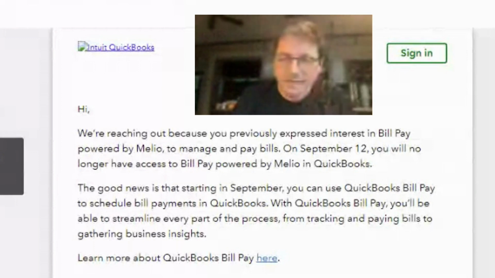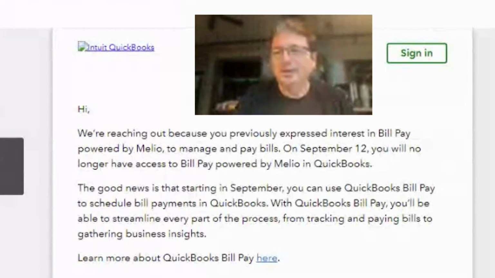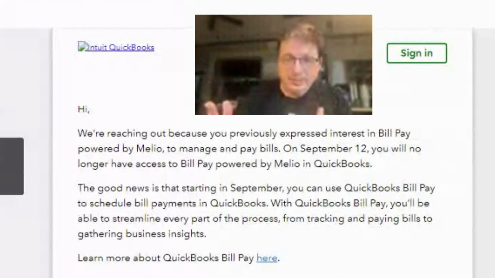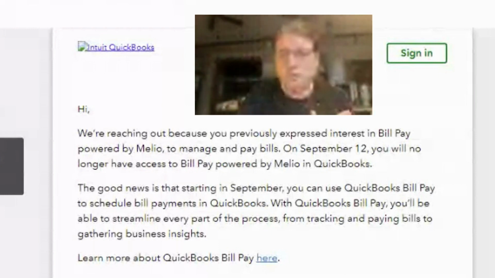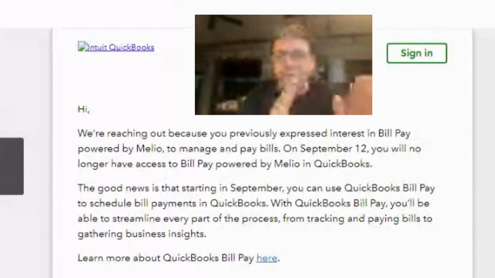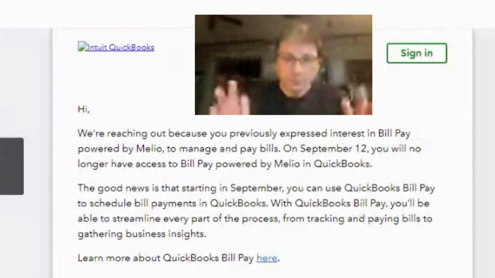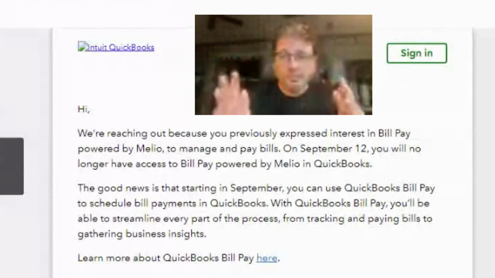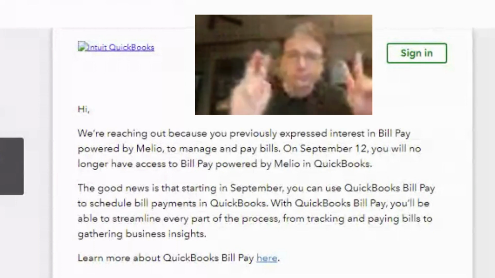This is not to say that Melio is going away. This is to say that you won't be able to schedule payments directly from within QuickBooks Online. That means if you do have Melio and you are using the Melio service, you can still use it. You just use it outside of QuickBooks. So the integration, the synchronization, those types of things, those will still continue to work. It's just that you would be managing your bill payments in Melio Purple, right?